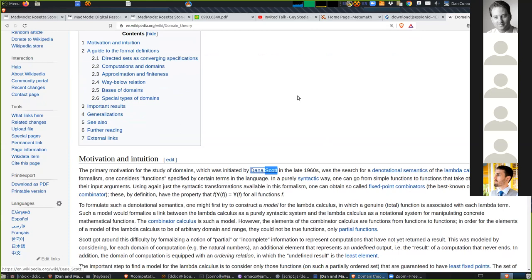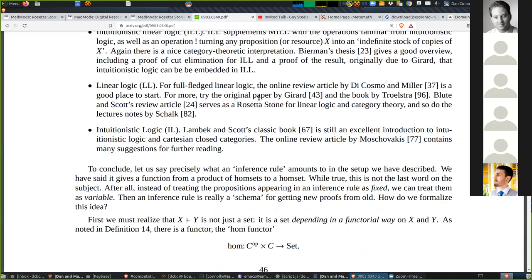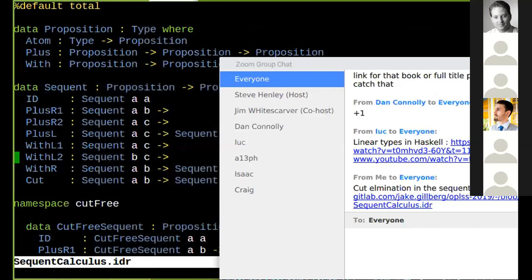If you want, in the next minute that we have left, I could give a brief little glance at the cut elimination theorem in Idris for the sequent calculus. Yeah, I was going to ask about that earlier, but somehow it didn't seem like the time. I was hogging too much time. I'm sorry. Oh, no, it's fine. All right, do you see a screen? I do.